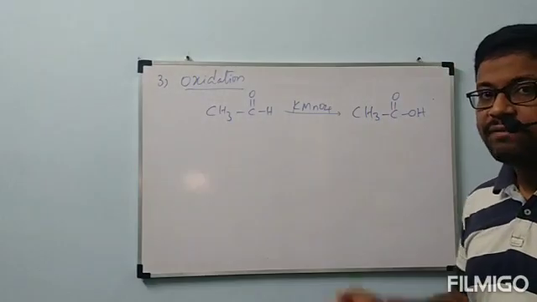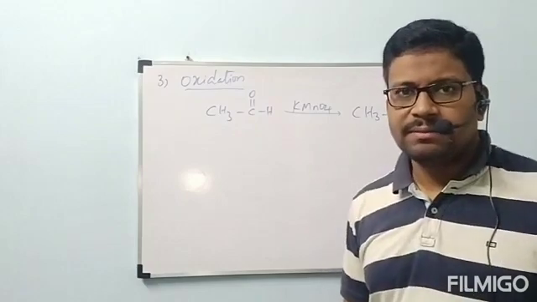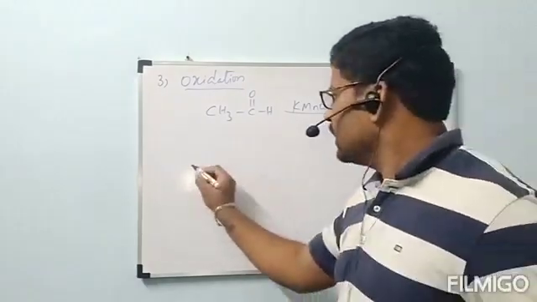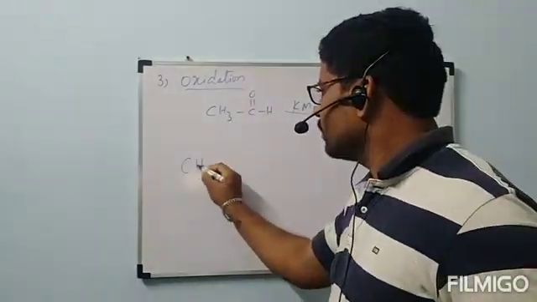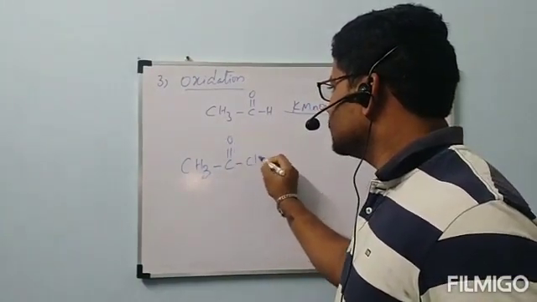Next, the second one. If ketones undergo oxidation, what will be observed? Let us see that one. Let us consider CH3, C double bond O, CH3.